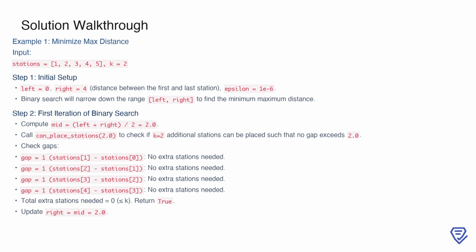In the first iteration, we calculate the midpoint of our range, mid equals 2.0, and use a helper function, can_place_stations, to check if we can place the additional two stations such that no gap exceeds this value. Looking at the gaps between consecutive stations, all are 1, which is less than 2.0. Since no additional stations are needed, the function returns true, and we adjust our range by setting right to mid, narrowing it to 0, 2.0.